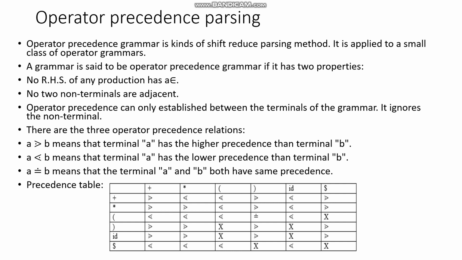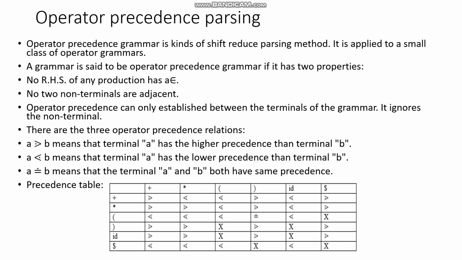In the previous lecture, we saw the two types of parser, top-down parser and bottom-up parser. Top-down parsing we have completed entirely. Of bottom-up parsing, we have done shift-reduce parsing. The next type of parser is operator precedence parsing. Operator precedence parsing is basically a kind of shift-reduce parsing only, but it is applied to a small class of operator grammar. This is very important.